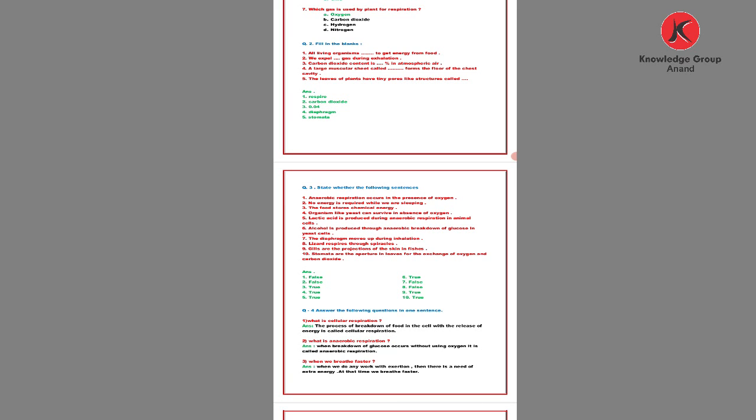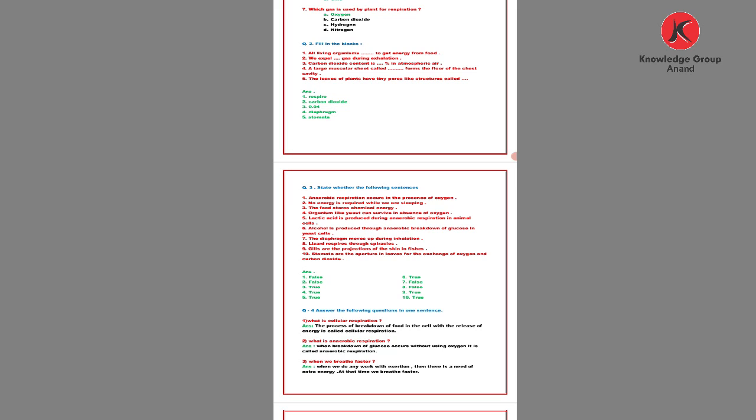Next one. Lactic acid is produced during anaerobic respiration in animal cells. It's true. Now, sixth one. Alcohol is produced through anaerobic breakdown of glucose in yeast cells. It's true.